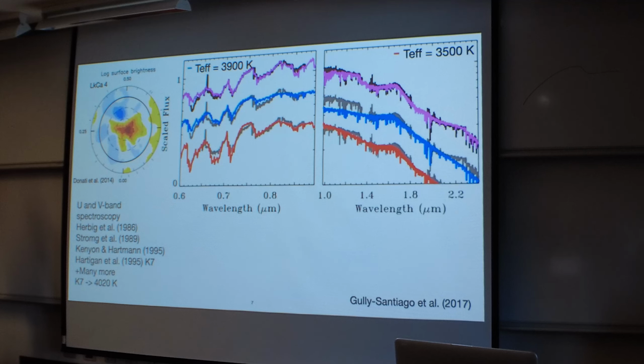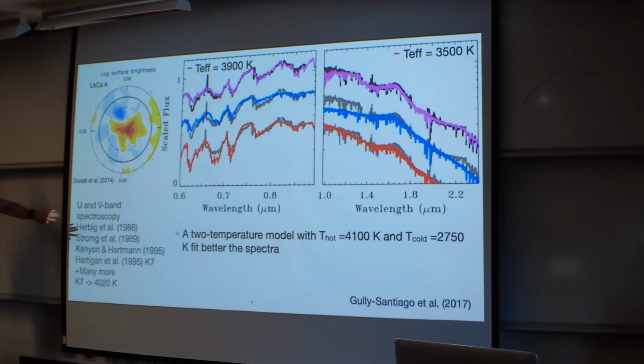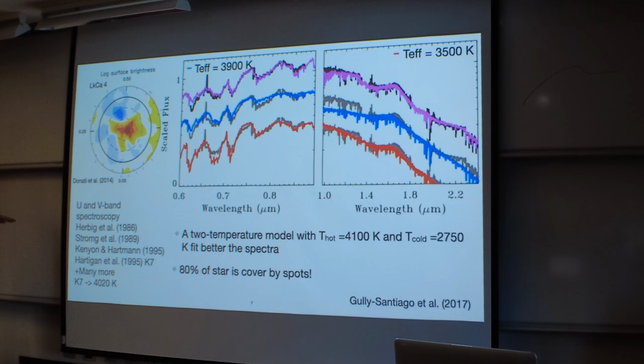Now, the temperatures they have to use are about 4,000 Kelvin for the hot part, but for the cold part, it's actually very, very cold. That's less than 3,000 Kelvin. And the really surprising part is that for this one to work, the star should be covered 80% by spots. And 80% is actually a huge fraction, right? It would be really hard to tell what's a spot when you have 80%.